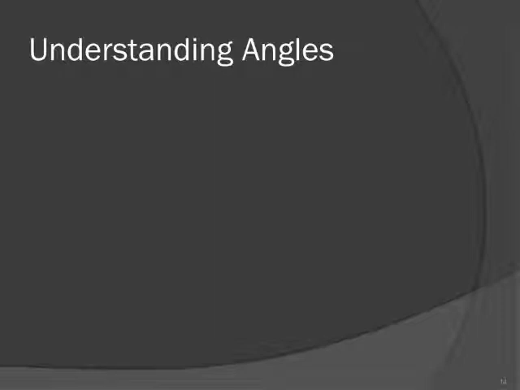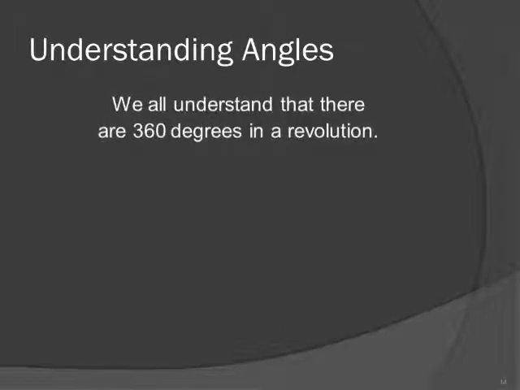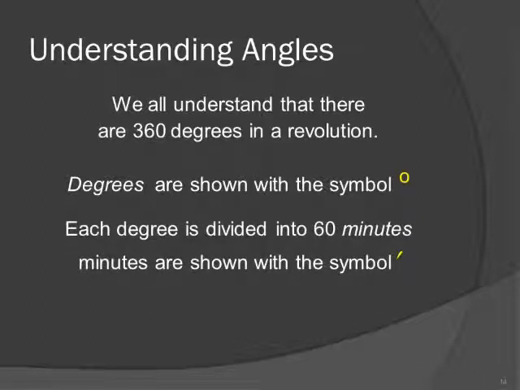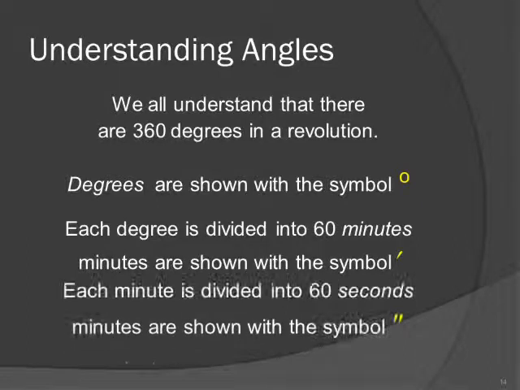Understanding angles. Now, you already understand that there are 360 degrees in a revolution, and degrees are shown with a symbol, sort of like a superscripted 0. Each degree is divided into 60 minutes, and minutes are shown with a single little superscripted dash. Each minute, as with time, is divided into 60 seconds, and the seconds are shown with a double dash.